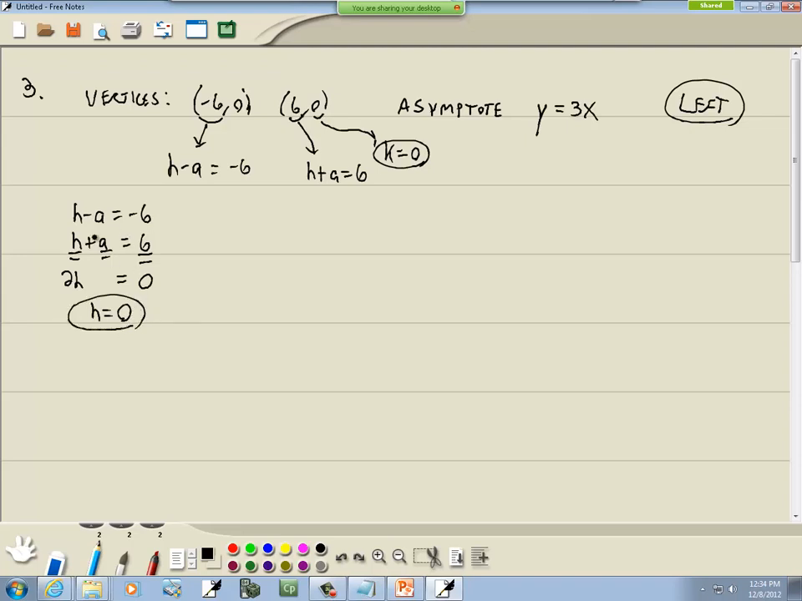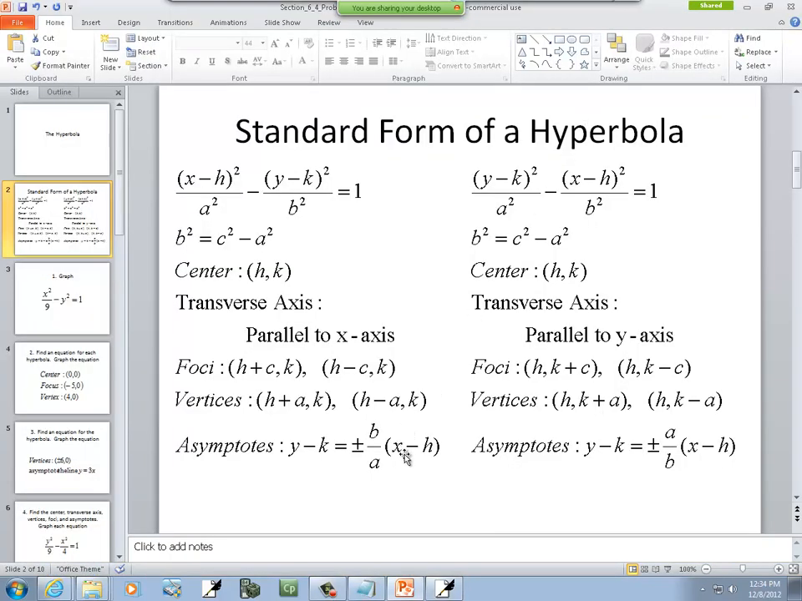Well, if we know h, we can plug that back in one of these equations and find the a. So let's do that. So we got h plus a is equal to 6. Said h is 0. So 0 plus a is equal to 6, or a is equal to 6. Closer, we got to find b and c, and then we have it. Our asymptote now. Let's come over to this.